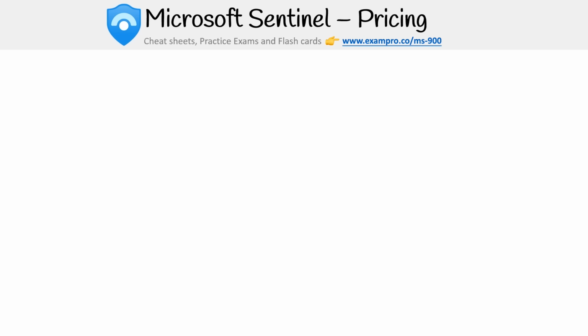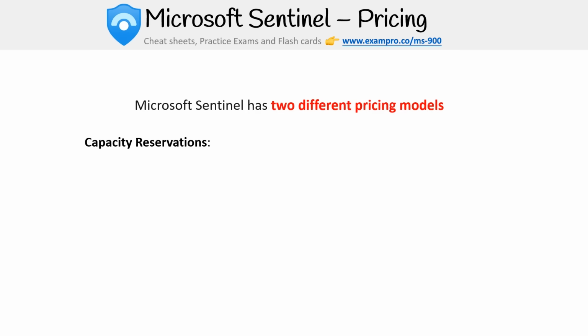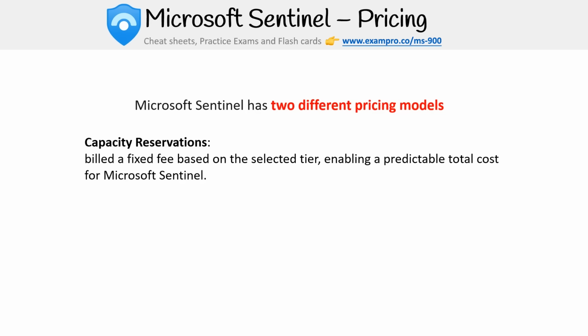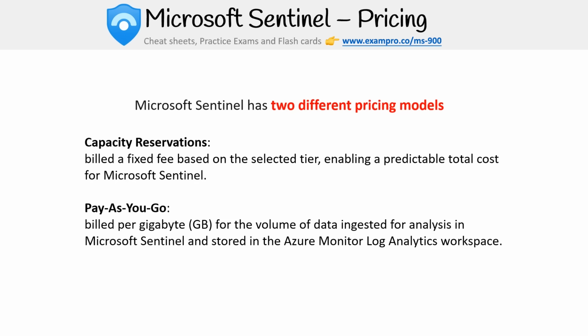And onto our final section, we'll go over the pricing models of Microsoft Sentinel. So the first type is capacity reservations, where you are billed a fixed fee based on the selected tier, enabling a predictable total cost for Microsoft Sentinel, and we have pay-as-you-go. So you are billed per gigabyte for the volume of data ingested for analysis in Microsoft Sentinel and stored in the Azure Monitor Log Analytics workspace. So that's Microsoft Sentinel.